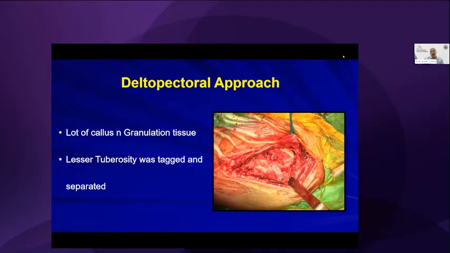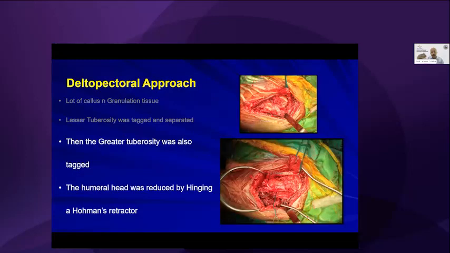lesser tuberosity here. Because the lesser tuberosity was malunited in a specific position to the humeral shaft, it was not possible to go into the glenoid posteriorly, visualize that humeral head and bring it back. So the first thing which we did was osteotomizing the lesser tuberosity, holding it with the Ethibond, as you can see in this picture, and then opening up the glenoid cavity and trying to hinge out. The greater tuberosity was also tagged.